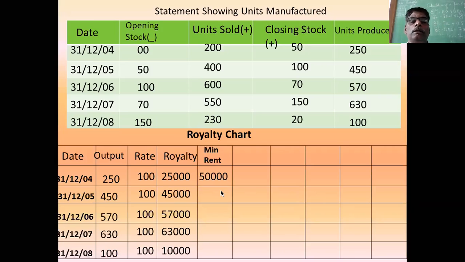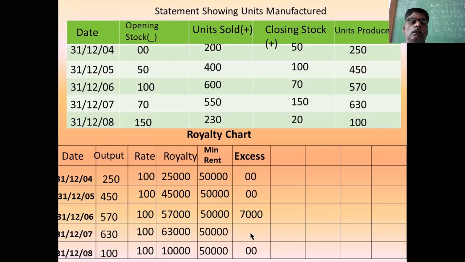Then minimum rent is 50,000, 50,000, 50,000, 50,000. There is no change because there is no strike. Royalty is calculated on the basis of output into rate. Minimum rent is here. Then excess. Excess is equal to royalty minus minimum rent. There is no excess in the second year. 7,000 is the excess in the third year. 13,000 is the excess in the fourth year. Last year no excess. Okay. Excess is calculated on the basis of royalty minus minimum rent.